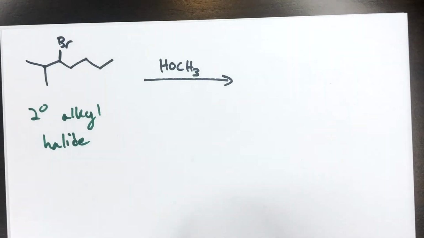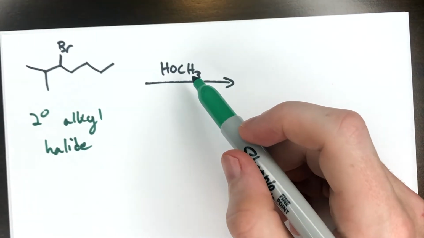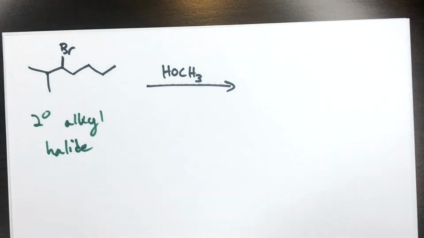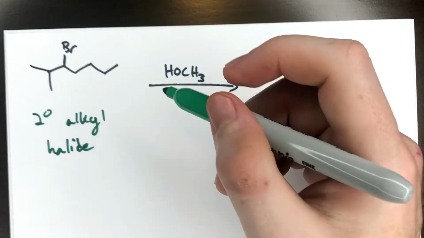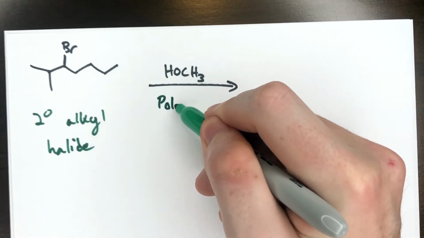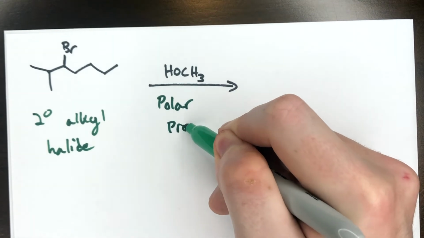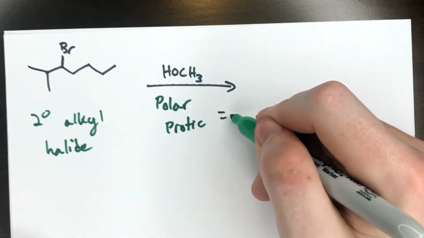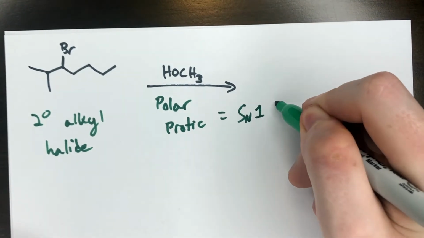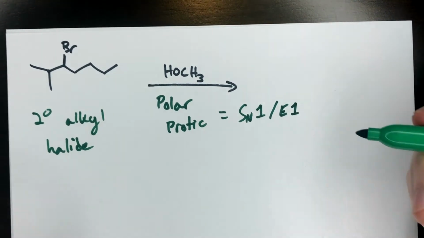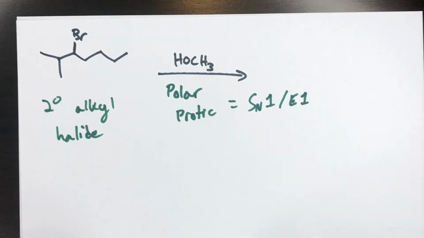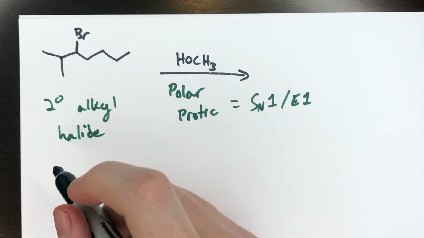Okay, and again, this is similar to water. This isn't a strong nucleophile or a strong base. This is just a solvent. So this is going to be a polar protic solvent. So this is suggestive of SN1 and E1 because we don't have a strong base or a strong nucleophile. So this is going to undergo a carbocation formation.